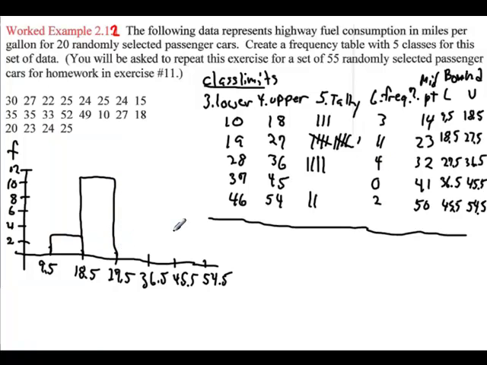Third class, there was 4, so between 27.5, 36.5, third class has a frequency and a height of 4. And the next class, height of 0, so we don't draw any box. And last class had a height of 2, so we'll go up to 2. And that right there is our frequency histogram.